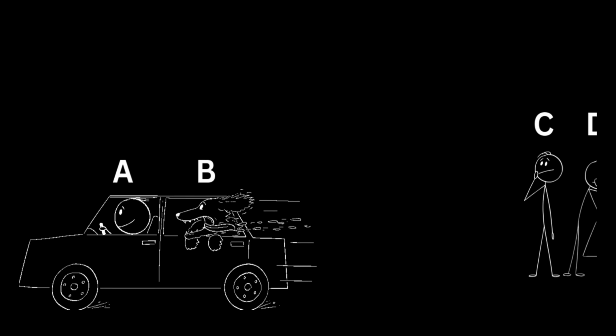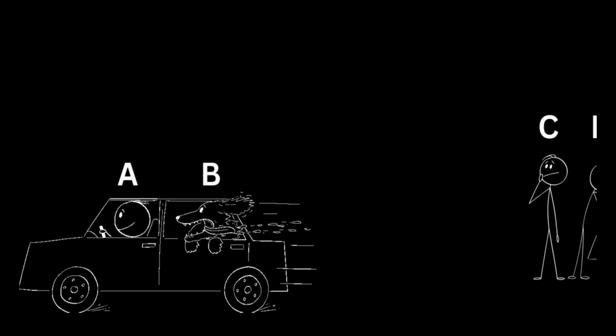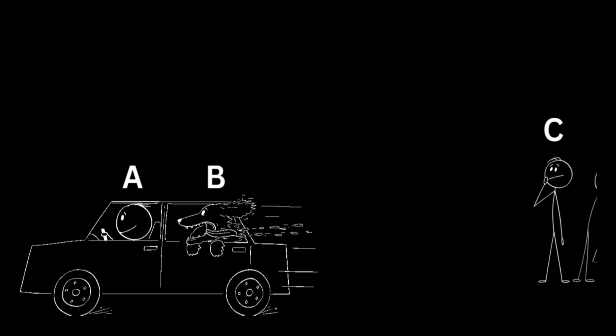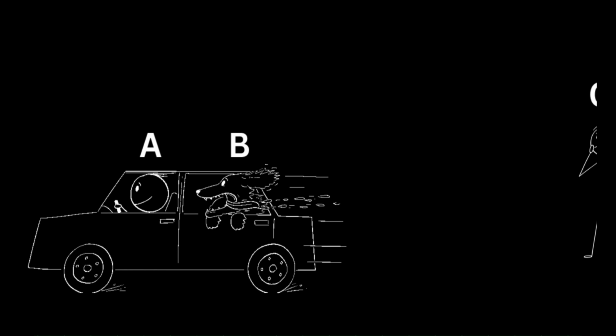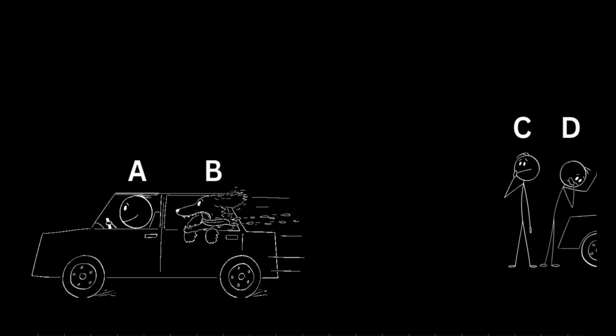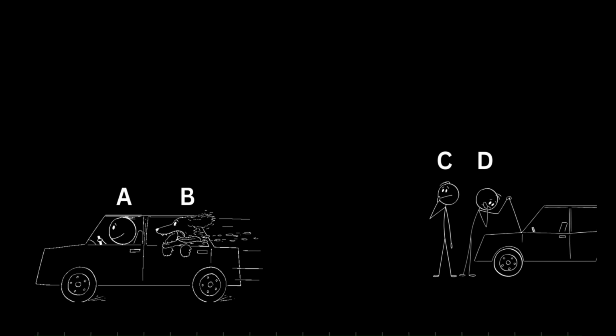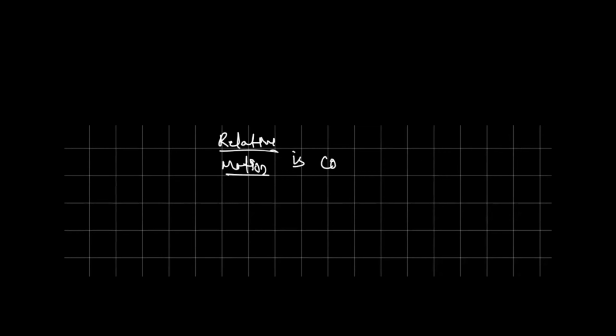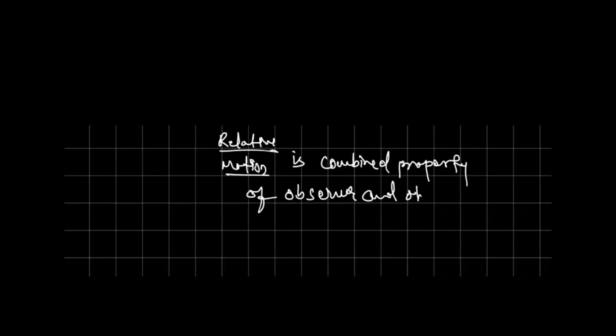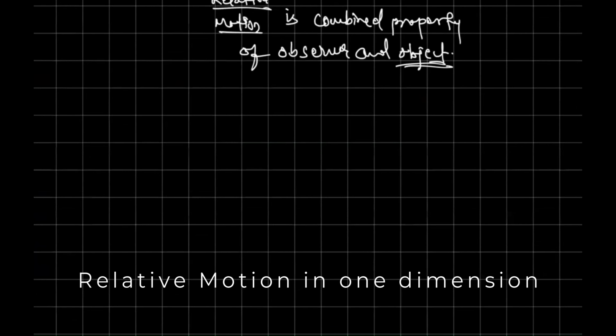But suppose C looks at A, then he can observe very clearly that A is moving with the velocity of the car only. And if B is looking toward A, what will B feel? B will feel that A is at rest because the distance between the two men is not changing. So that's why we say relative motion is a combined property. We can simply say motion is a combined property of observer and object under study. So we will start with 1D relative motion.